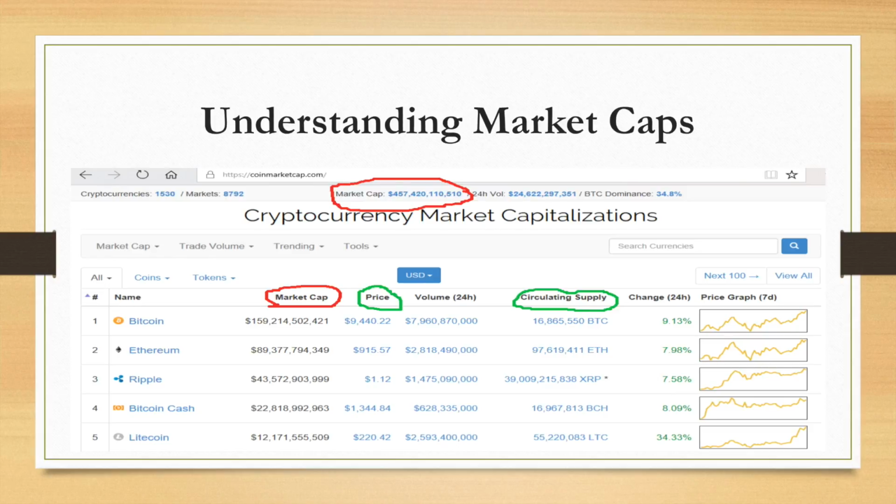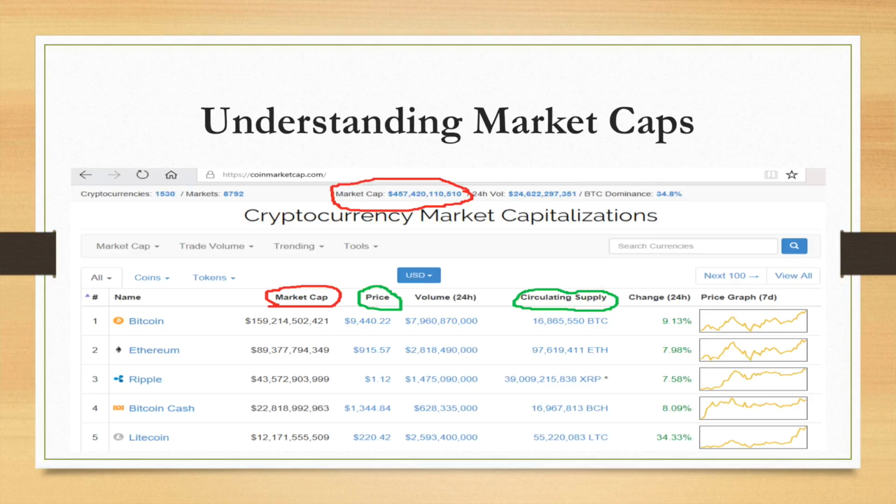Looking at each of the coins, each has its own market cap of how much money is in it right now. For example, if you look at Bitcoin, it has $159 billion circulating. It has the price, which is what you can buy one Bitcoin for right now, $9,440.22, and then it has the circulating supply. So you can always see how many Bitcoins are circulating at the moment, as well as for any other currency. It's very transparent.